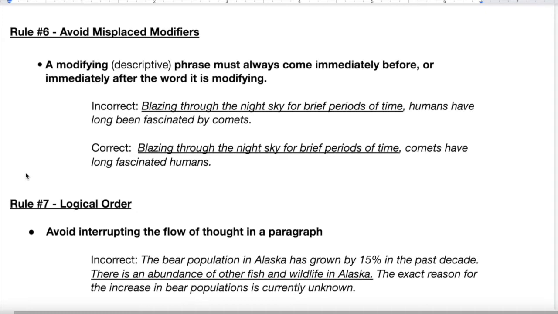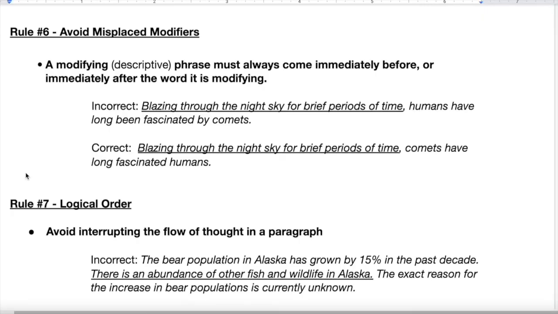To modify means to change something. And so you're changing something, in the sense of maybe with a description. That's kind of where it comes from. So a misplaced modifier is basically a descriptive phrase that's in the wrong part of the sentence. If you have a misplaced modifier or misplaced modifying phrase, go and read that first bullet point for me on Rule 6.